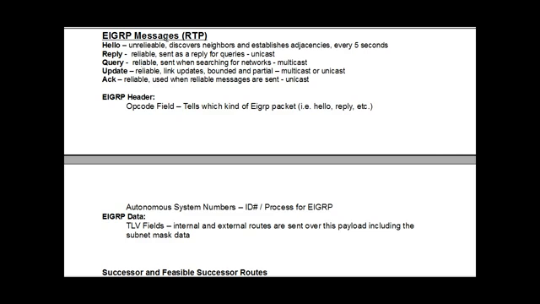Okay, in the EIGRP messages or RTP protocol, you have the EIGRP header, which has a field called the opcode field, which tells which kind of EIGRP packet, i.e. hello, or reply, and whatever. And these will have a different number. I didn't list the numbers here, but you can look them up. It also has the AS number or process ID number for the EIGRP process sent in that header. And then in the EIGRP data area, there are the TLV fields, and those have the internal and external routes which are sent over those fields. And also the subnet mask data is sent over the EIGRP data fields. And so that's the EIGRP packet right there.